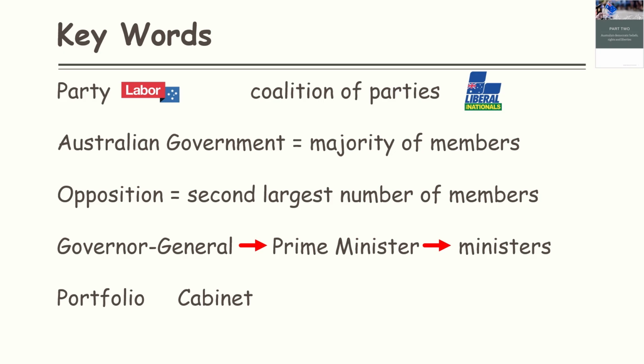Let's say the key words together. Party, coalition of parties. Australian government, majority of members. Opposition, second largest number of members. Governor-General, Prime Minister, ministers. Portfolio, cabinet.